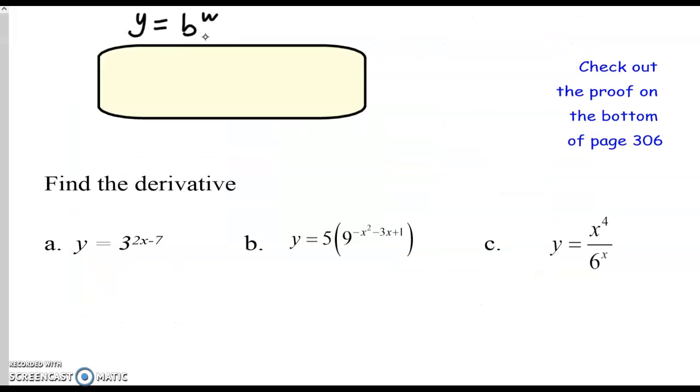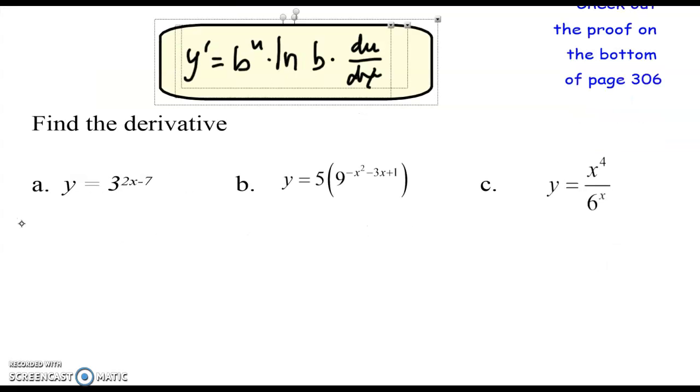Then if we have this function, y is equal to base b to the power of u, the derivative is given by this function, base to the power of u, so exactly the same thing, multiplied by the natural log of base b, multiplied by the derivative of u with respect to x. Okay, the derivative of whatever u, this exponent, is. Okay, let's try a couple.